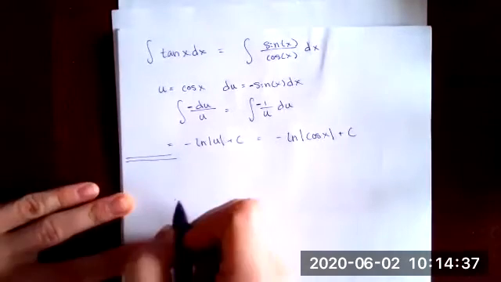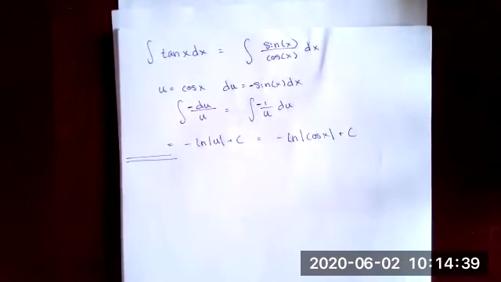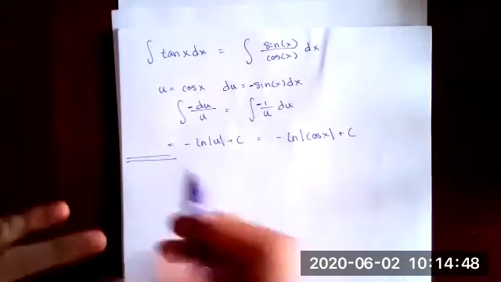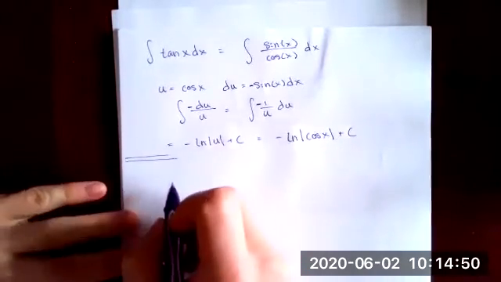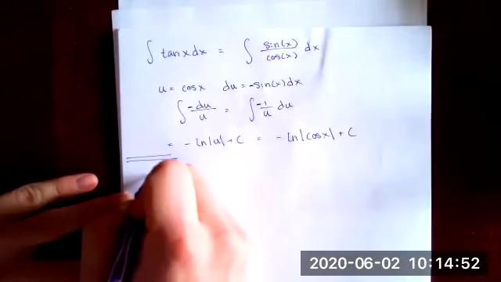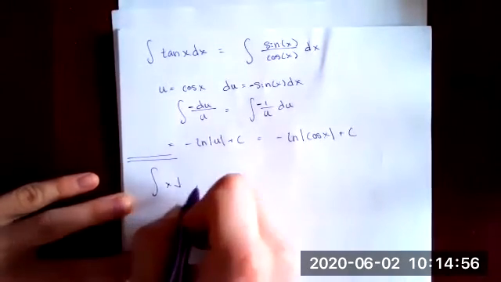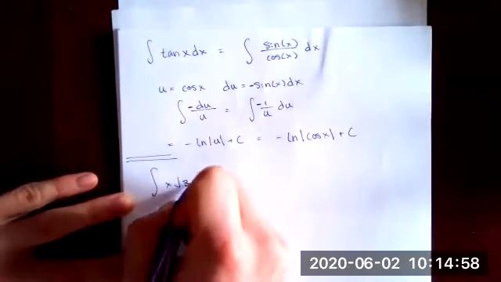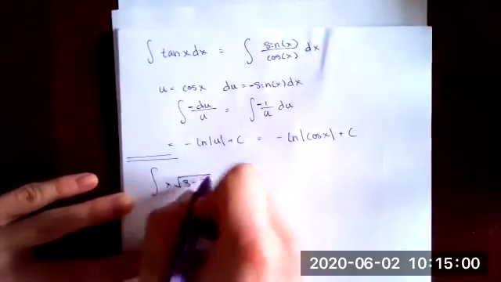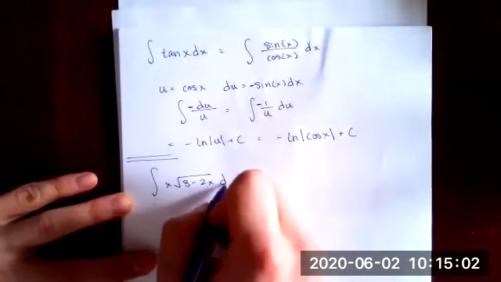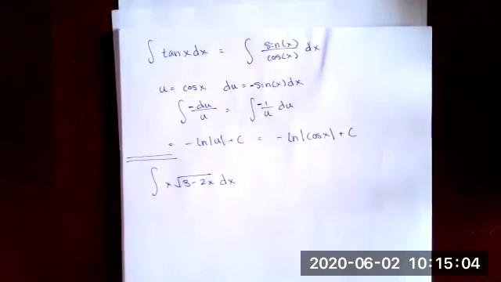Okay, another example. Let's take a look at some of these square root ones. They can be a little tricky. So that was tangent. The other ones that commonly come into play ultimately end up being linear substitutions. So let's take a look at this guy: x times the square root of 3 minus 2x dx.